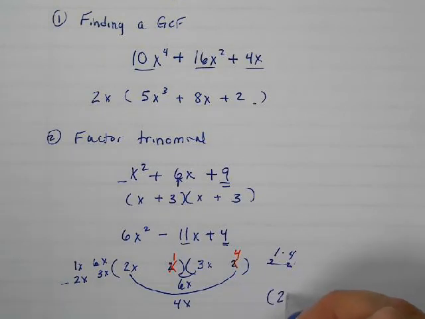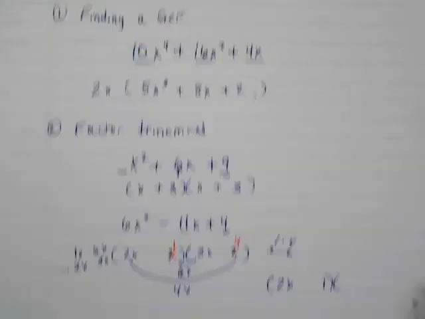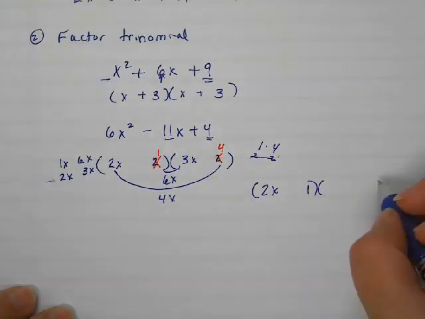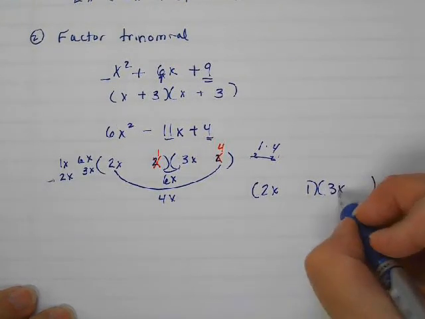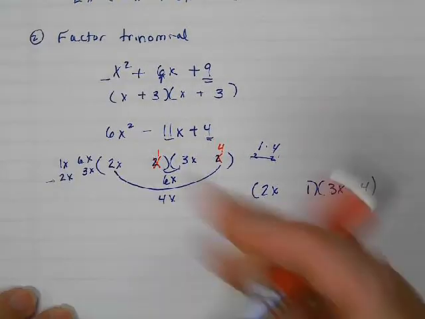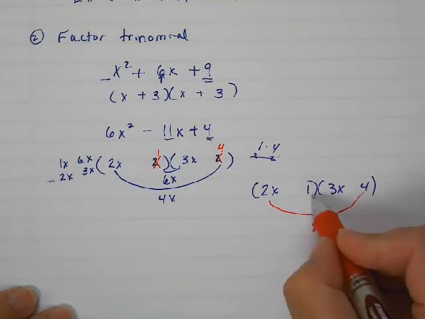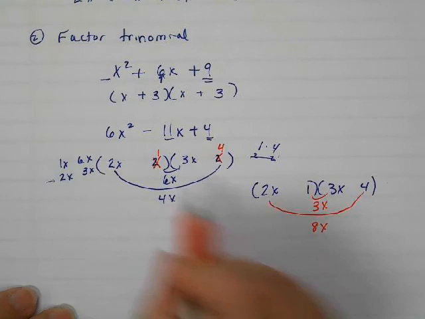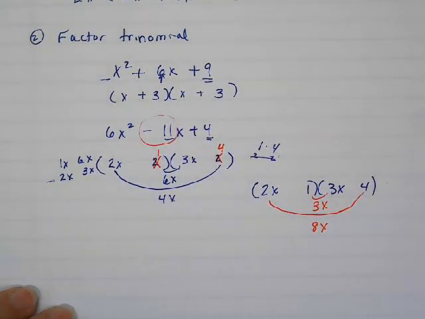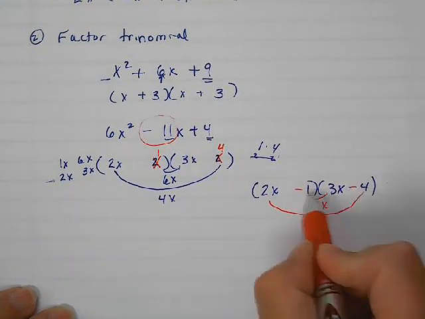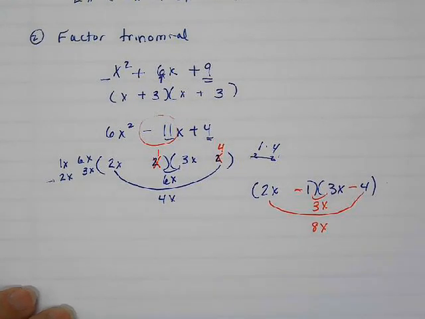So I'm going to try 2x and 1 and 3x and 4 and see how that works for me. This would be 8x and this would be 3x, which would make 11x, which is what I want. So I would want them to both be negative because I would make a negative 11.